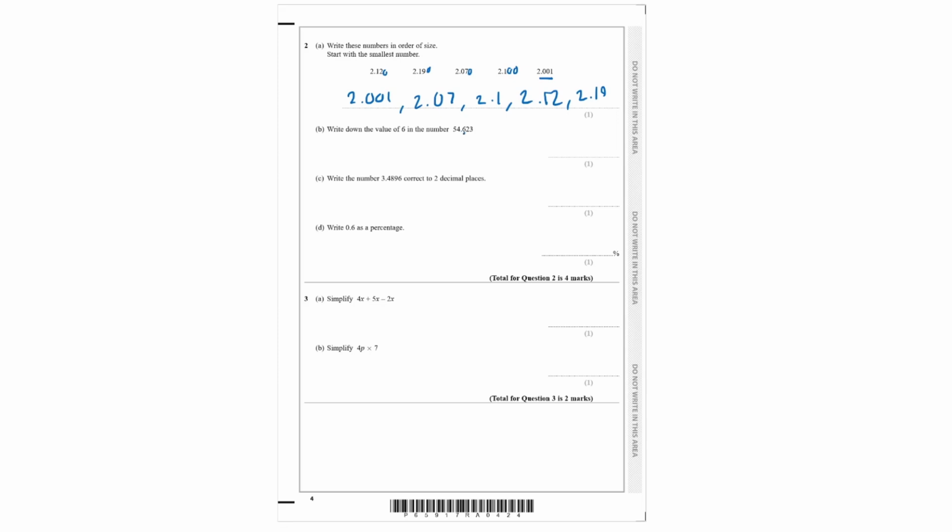Write down the value of 6 in the number 54.623. Since it's right after the decimal, this is tenths. Tenths.